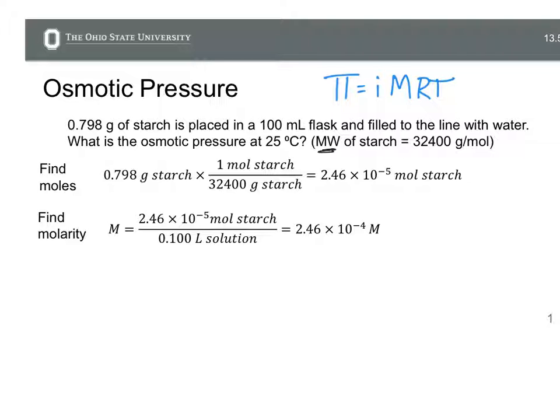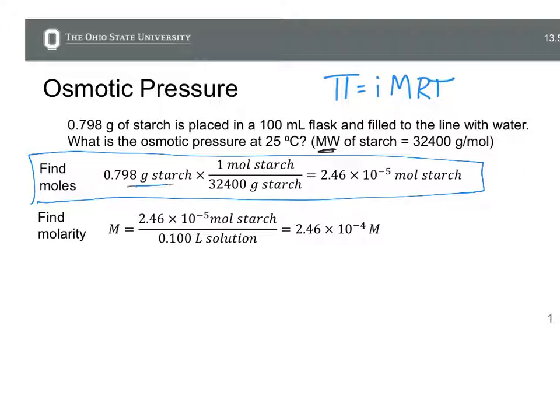Okay, so I've done a couple of things here for you. We need to find the molarity of starch in order to find the osmotic pressure. So in the first line here, I've taken the mass of starch, used the molecular weight, and found the moles of starch. And then in the second line, we calculated the molarity using the volume of solution, 100 milliliters or 0.1 liters. And so we end up with 2.46 times 10 to the minus 4 for our molarity. So hopefully that's a couple easy calculations for you.